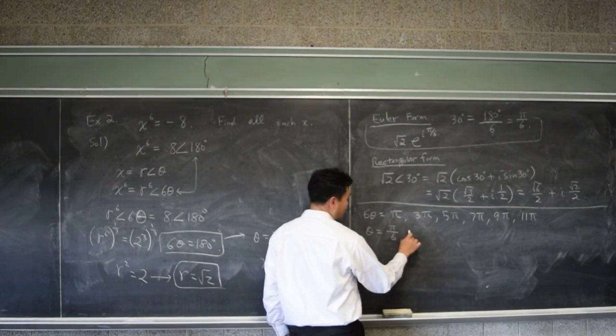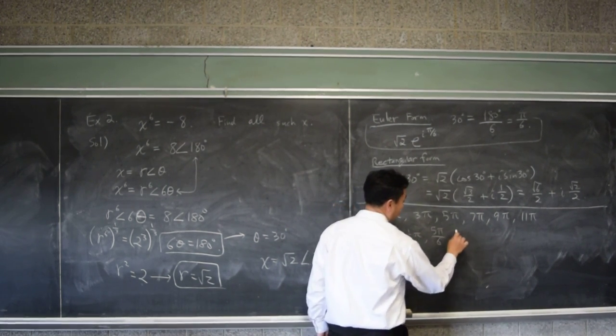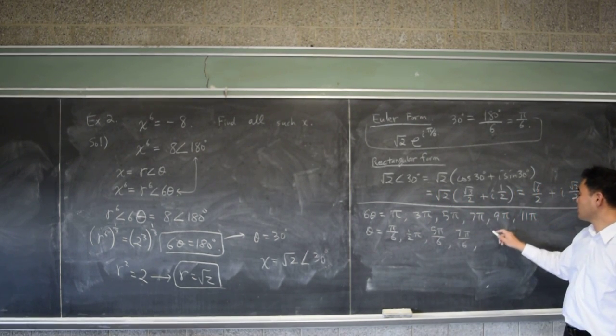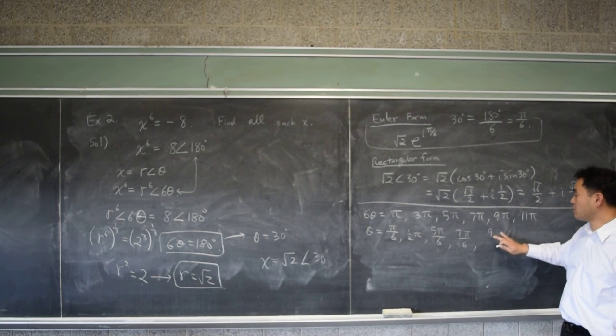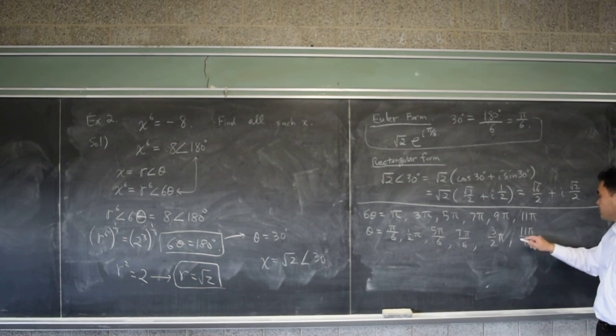3 over 6 is 1/2. 5 pi over 6. 7 pi over 6. 9 divided by 6 is 3 over 2. And 11 pi over 6.